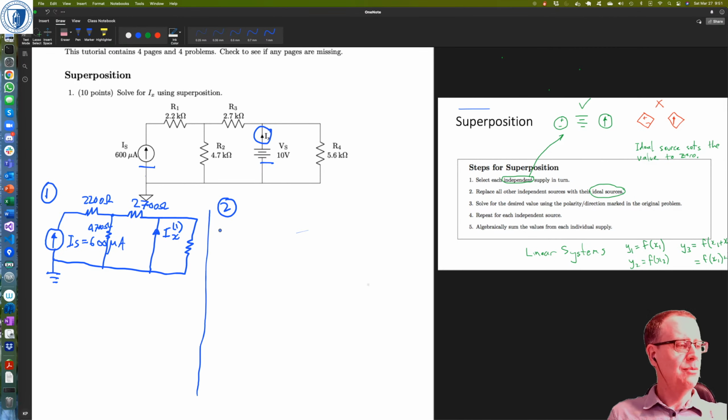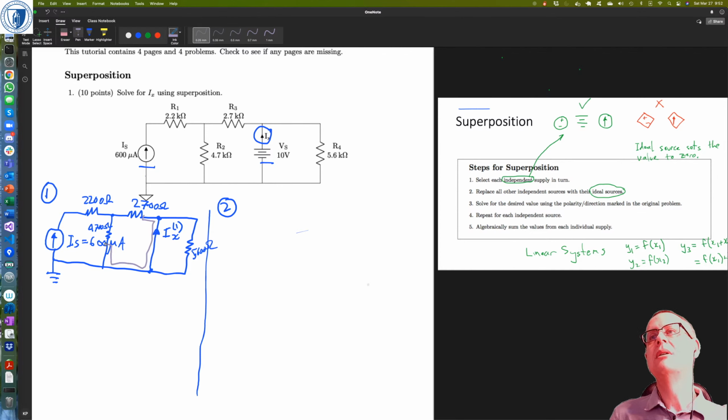Now that replacement does something a little strange, right? It places a short circuit over the 5600 ohm resistor. And that means that that resistor plays no role in the analysis. There's no current flowing through it because there's no voltage across it, because that short is there.